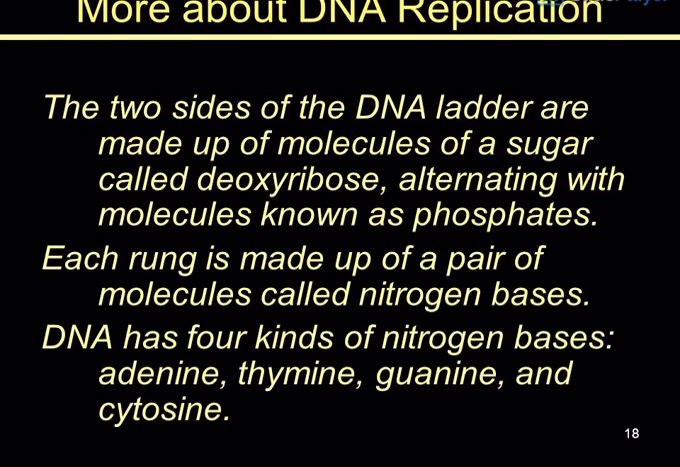More about DNA replication. The 2 sides of a DNA ladder are made up of molecules of a sugar called deoxyribose, alternating with molecules known as phosphates. Each rung is made up of a pair of molecules called nitrogen bases. DNA has 4 kinds of nitrogen bases: adenine, thymine, guanine, and cytosine.